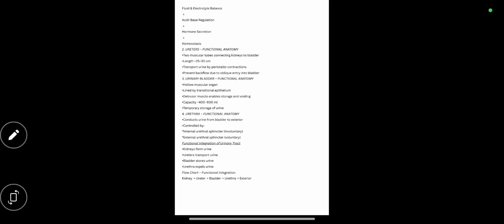Urethra conducts the urine from the bladder to the exterior. It is controlled by two sphincters, the internal urethral sphincter and the external urethral sphincter. Coming to the functional integration of the urinary tract, the kidney forms the urine, the ureters transport this urine, the bladder stores that urine, and the urethra expels the urine. This is the schematic representation. I guess if you study this, it will be easy for you to write.